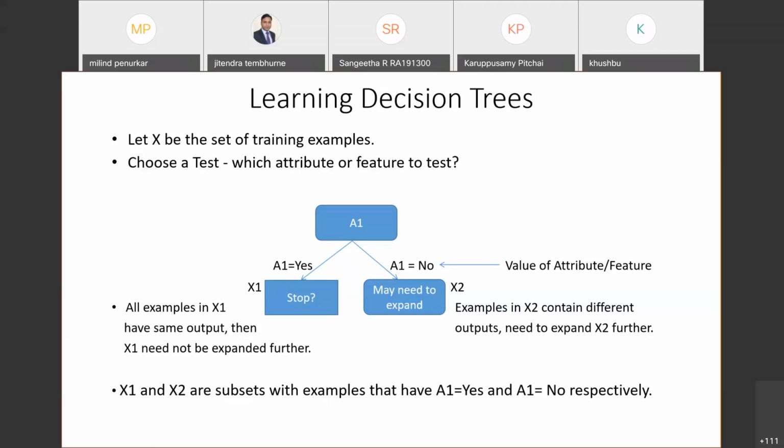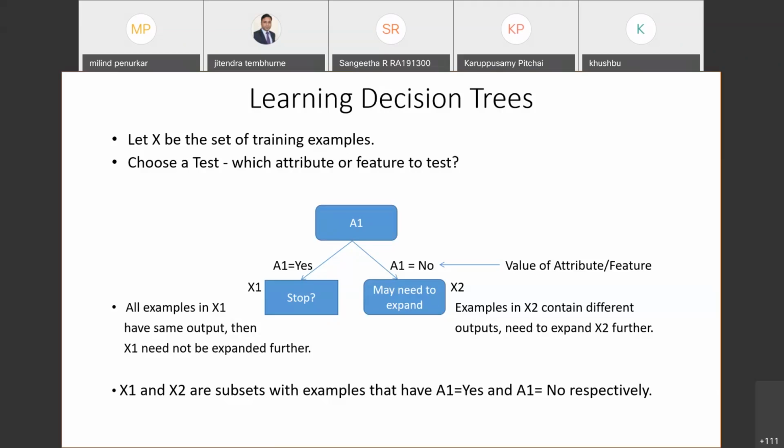Understand this. A1 equal to S, I would have X1. So of course I reduced my training instance from, I'm sorry, this should have been X. Please understand that when I started with A1, the training instance was X. I got X1. A1 equal to no, I have got X2. Right. So here, when I say stop, it means there's a leaf node. All the examples here are positive. All of them based on A1 equal to S are saying play tennis. And if A1 equal to no, some of them are saying yes and some of them are saying no. So examples in X2 contain different outputs. So in that case, I need to expand X2 further.